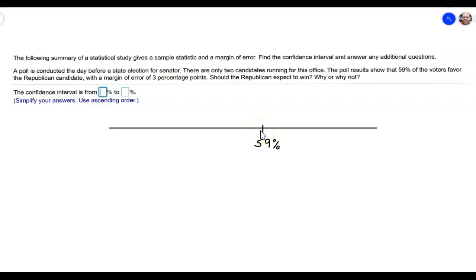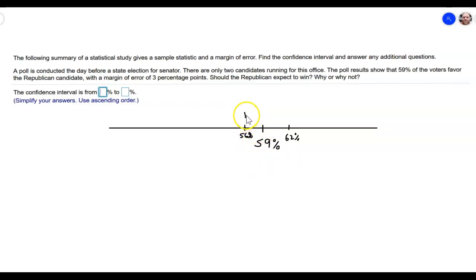Now our margin of error, that's the 3 percentage points, means that the actual average for the entire population can be anywhere 3% higher to 3% lower than the sample average here. So we could actually go all the way up to 62%, which would be 3% higher, all the way down to 3% lower, which would be 56%, right? So we could go plus or minus 3% there.